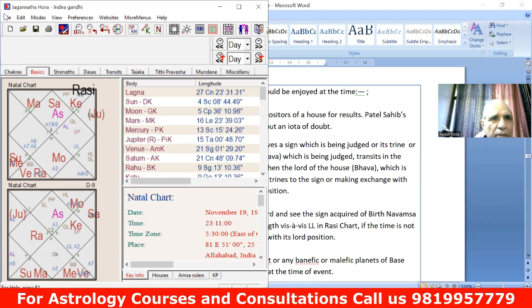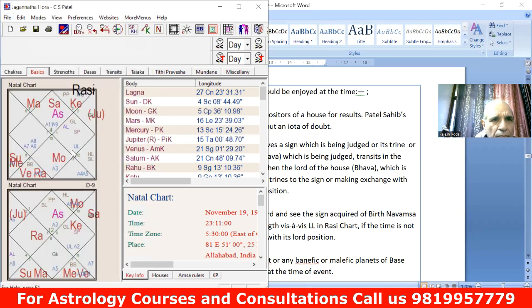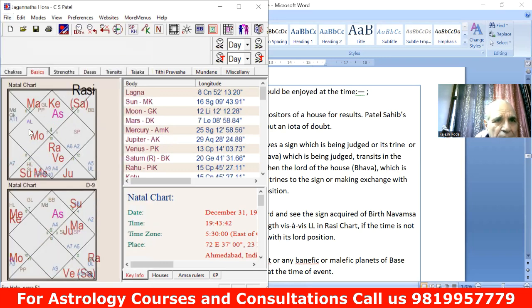We'll take some chart for convenience. Why am I using this? Because at the end I'm going to give you all the dispositors in one table so that you can see for yourself. I'll be giving you dispositors like Patel Sahib has given in this book.